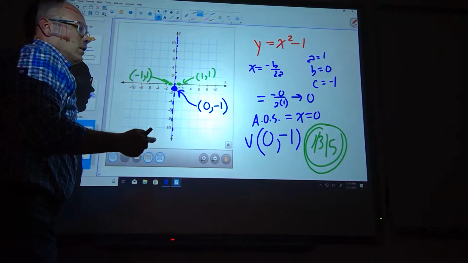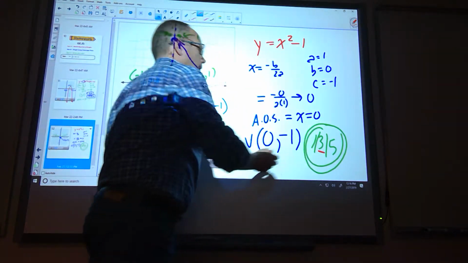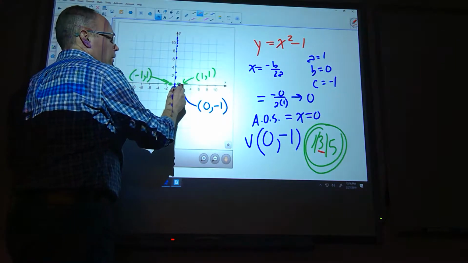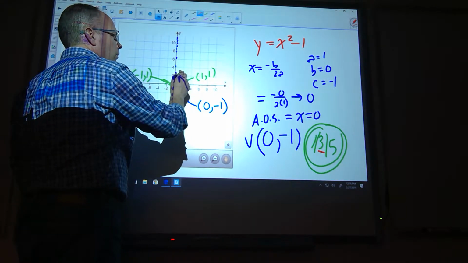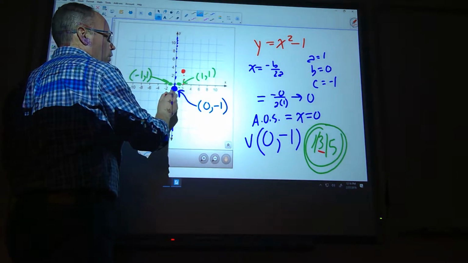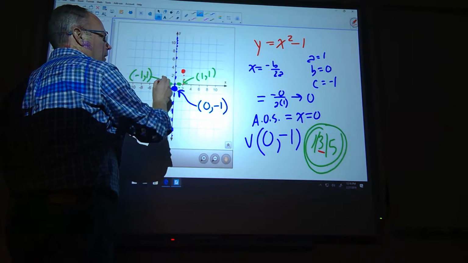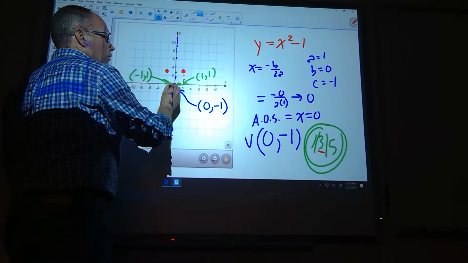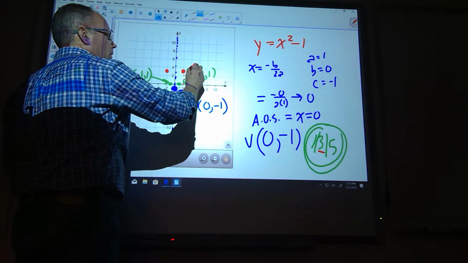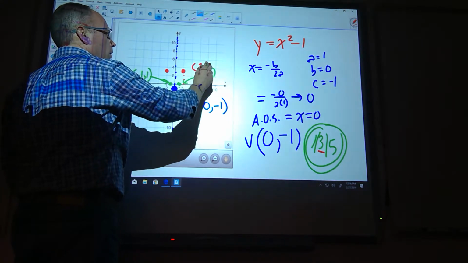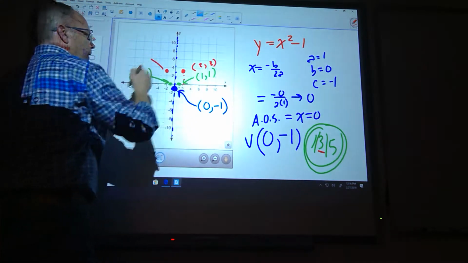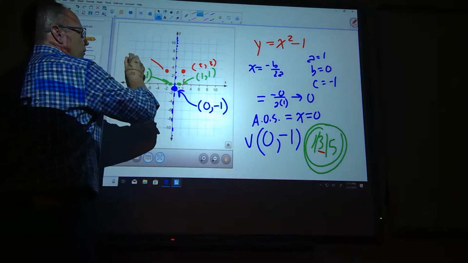We'll go red. So now I'm going to go to the 3. So from here, I'm going to go right 1 and up 3. 1, 2, 3. And again, because I'm counting by 2, and left 1 from here and go up 3. So this is the point 2 comma 3. And this is the point negative 2 comma 3.